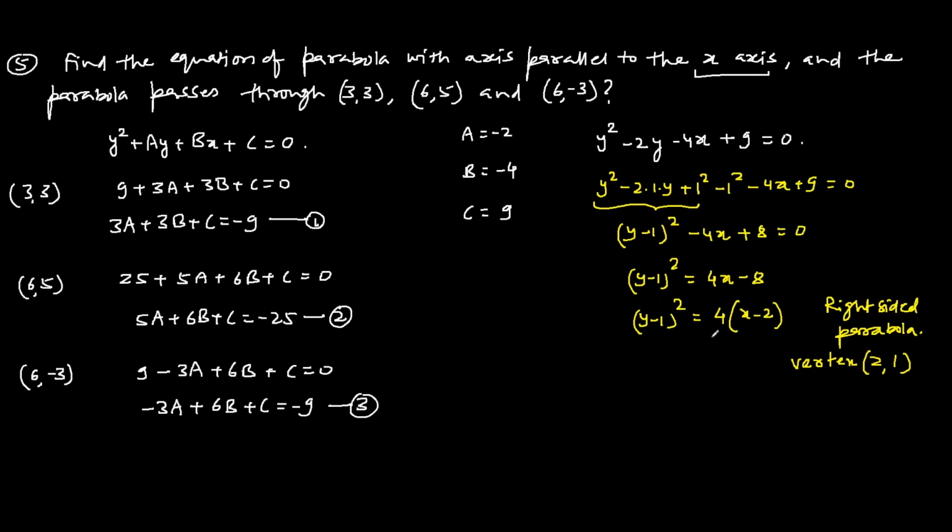and we can also find the focus because it is a right-sided parabola. Its axis is parallel to the x-axis. The value of 4a is 4, so a equal to 1. So the focus must lie on the right side of the vertex. So for the focus, the y coordinate remains the same, the x coordinate should be 2 plus a. So the focus is 3 comma 1.